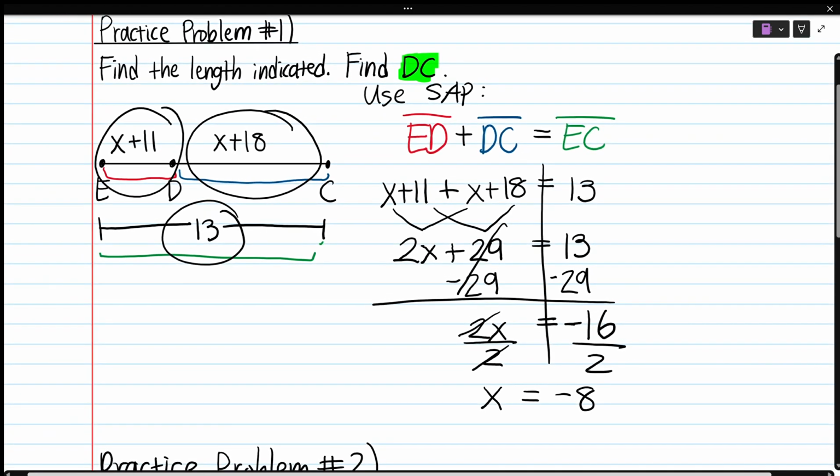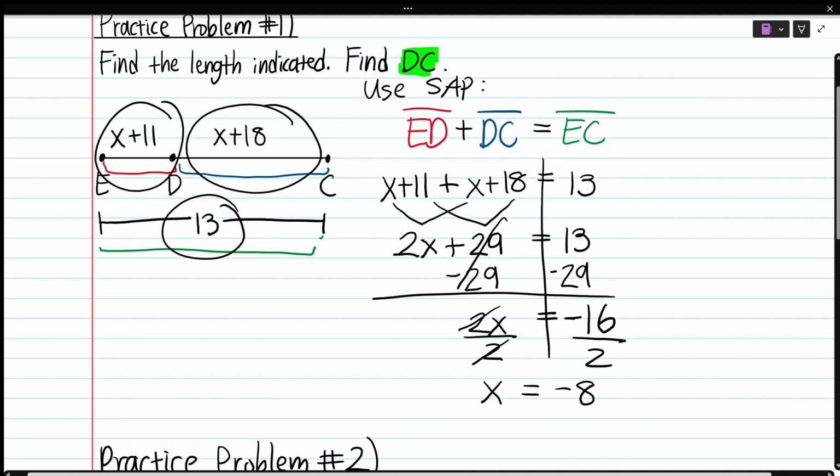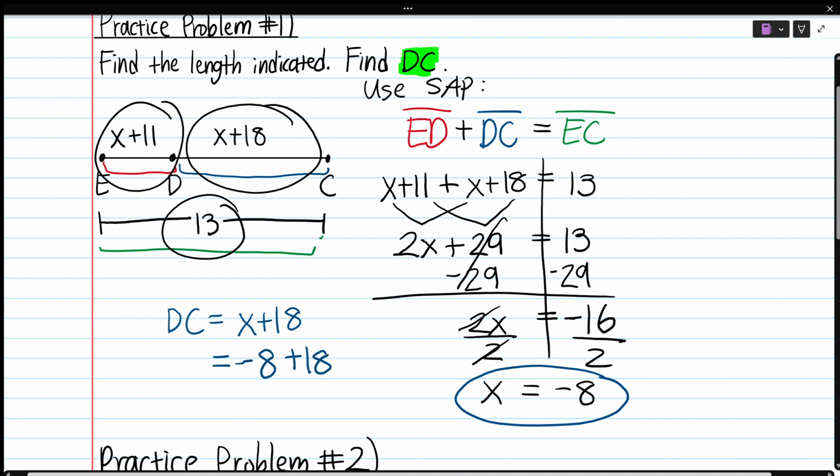A lot of us are going to forget what the question was asking for, right? So don't forget it. It says find DC. We know DC is equal to x plus 18. We know x is negative 8, so we're going to plug that in. Negative 8 plus 18, that should be 10. Okay, 10 is your final answer.